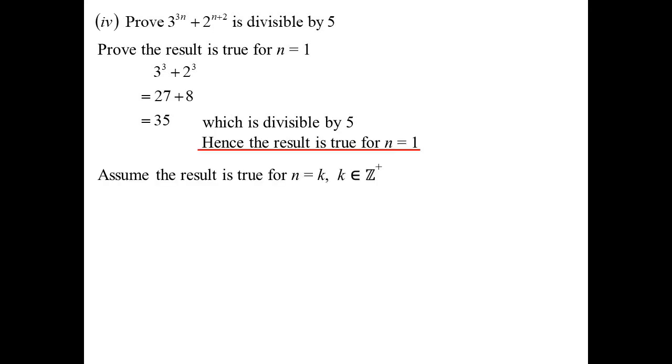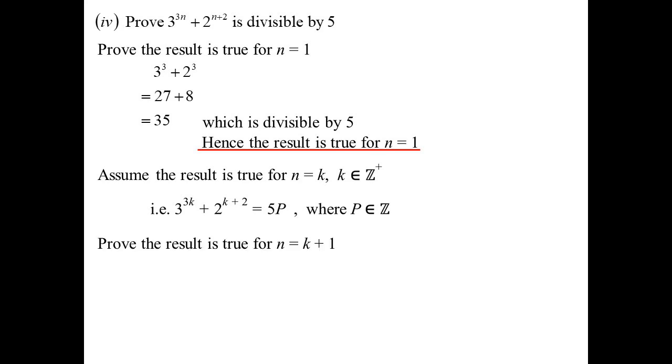Our assumption, well, I'm going to assume then that 3 to the power of 3k plus 2 to the power of k plus 2 is equal to 5 times some integer. So we're going to assume that to be true. We will now attempt to prove that 3 to the power of 3k plus 3 plus 2 to the power of k plus 3 is also equal to 5 times some integer. So how do I get my assumption into this? Can't just substitute straight in.